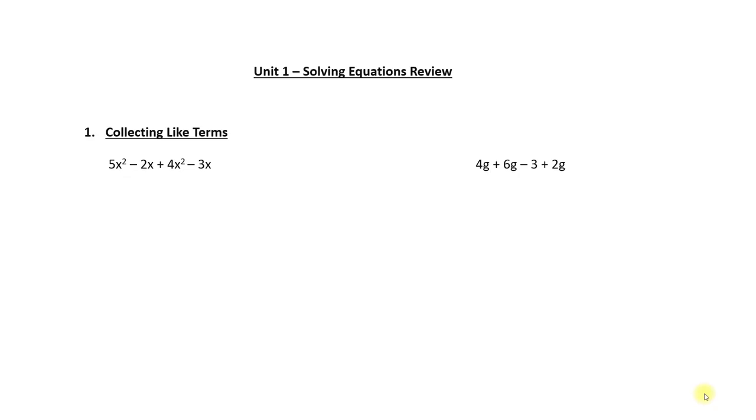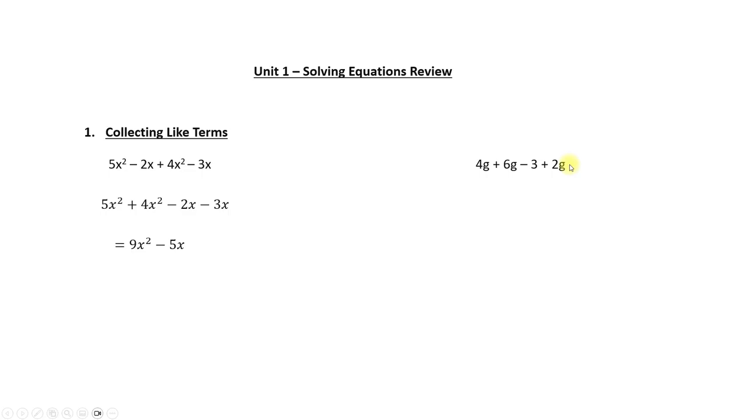Today's lesson involves day 4 on our CT review, collecting like terms. So in this first question, we have 5x squared minus 2x plus 4x squared minus 3x. We can collect the x squared terms and we can collect the x terms. We can add these two together where they become 9x squared. And we can add these two together to become negative 5x. So that's this question simplified.